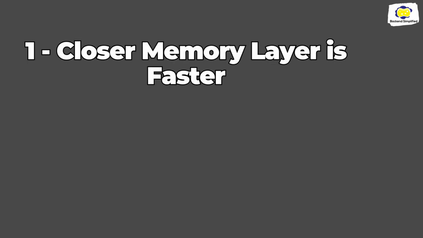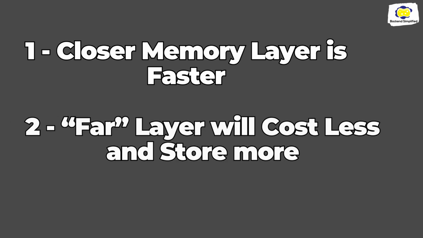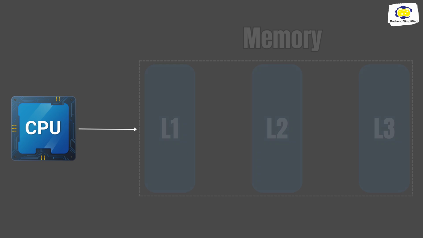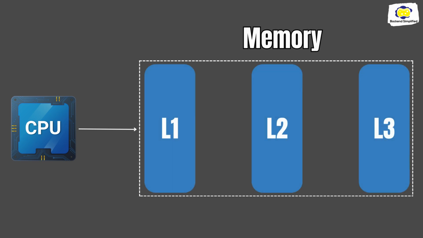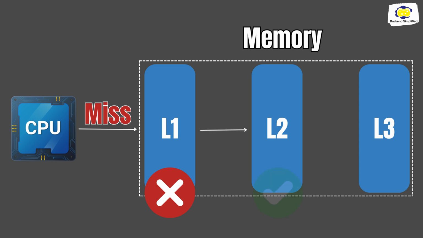Now, we have two rules. First, the closer the memory layer to the CPU, fetching and storing data is faster. And second, far memory can store more data and it will cost much less. So, how does it work? When the computer needs a piece of data, it searches for it in the closest layer. And if it is not found, we call it a miss. And then, the search is expanded to other layers. If we find it, it will be called a hit.